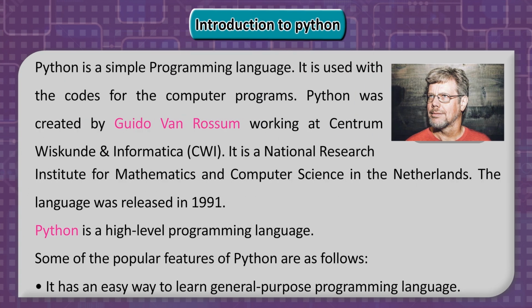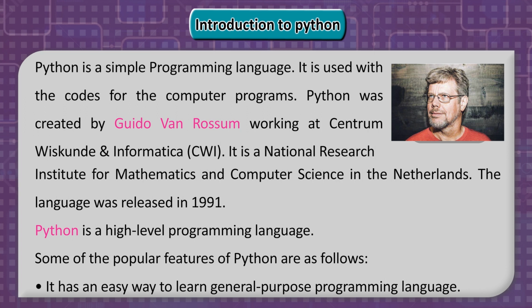Python is a simple programming language. It is used to write the code for computer programs. Python was created by Guido van Rossum working at Centrum Wiskunde and Informatica, CWI. It is a national research institute for mathematics and computer science in the Netherlands. The language was released in 1991. Python is a high-level programming language.